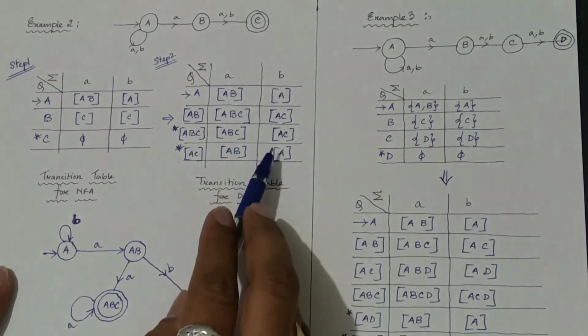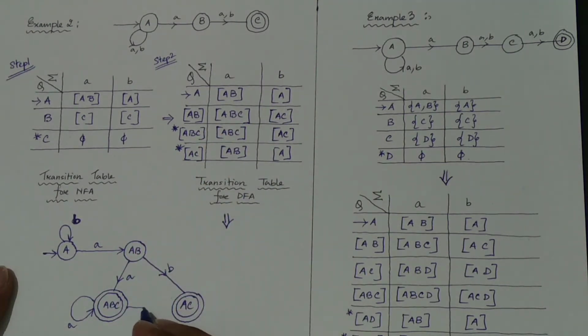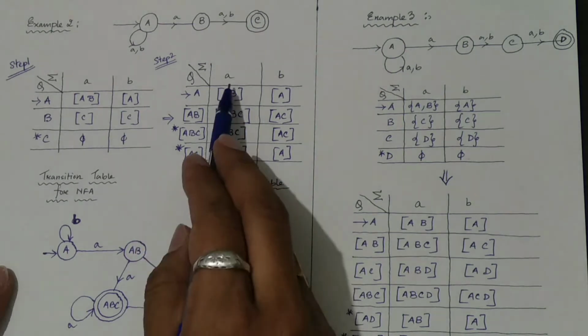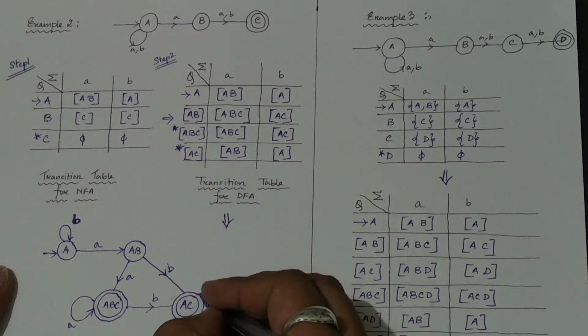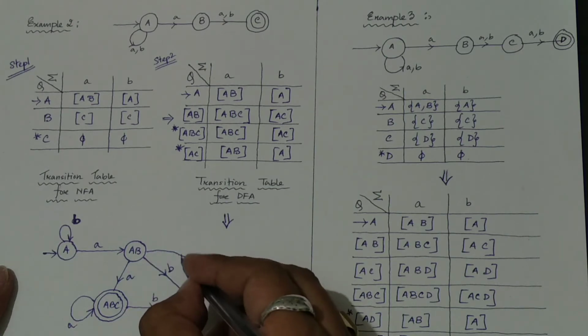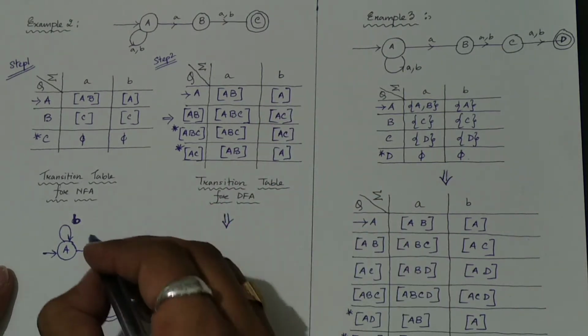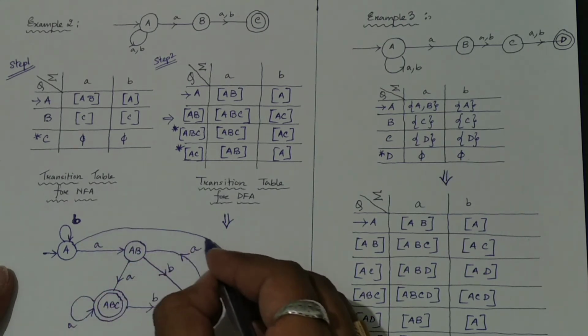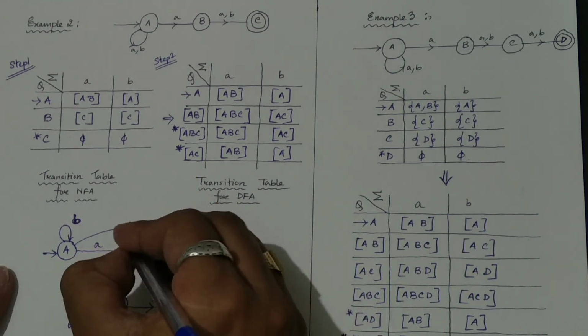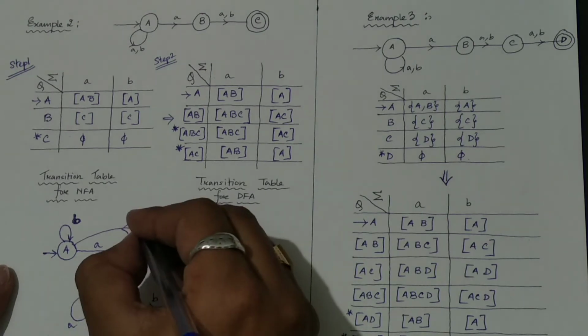ABC on seeing B, where is it going? AC. Clear? And finally AC on seeing A, where is it going? AB. AC on seeing B, where is it going? To A. Okay, so I have to draw a bigger transition for this, and this transition is for B.